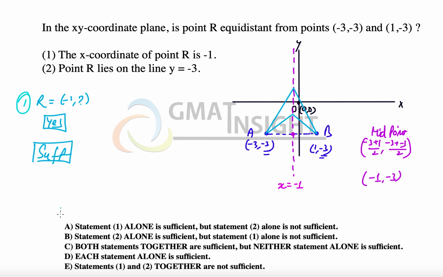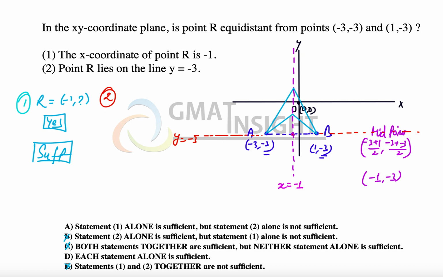Now we can eliminate options B, C and E. The answer has to be between options A and D. The second statement here says that point R lies on the line y equal to -3. So y equal to -3 is a line which is represented by this red dotted line. This is y equal to -3.